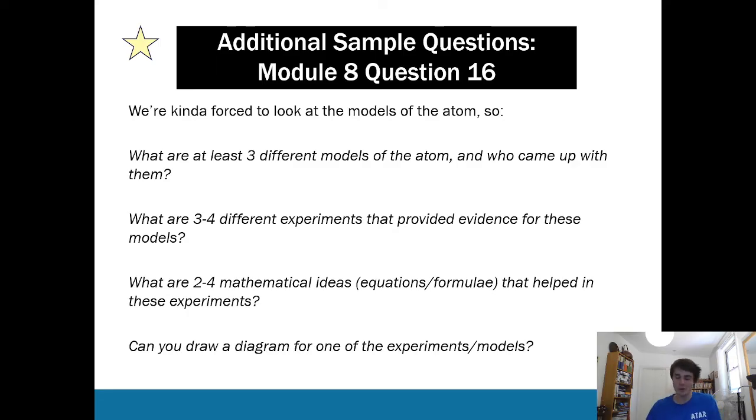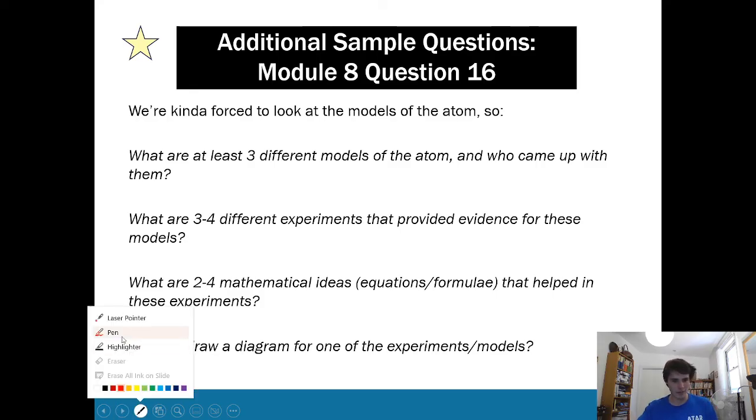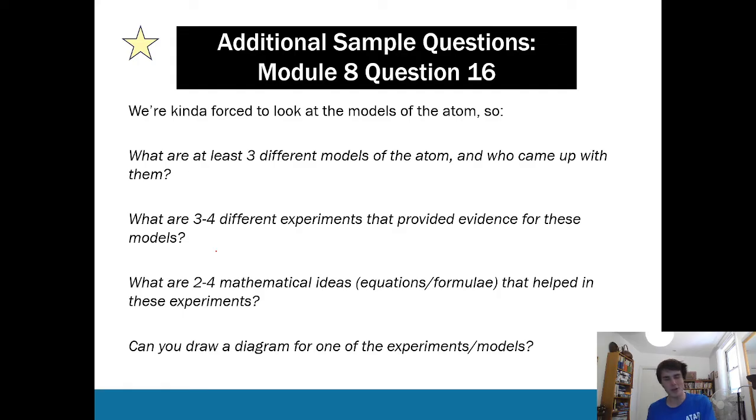So for example, one way of answering this question would be, okay, what are some of the models of the atom that we could consider? Probably the ones that I would go with would be the Plum-Pudding model of the atom, Rutherford's model of the atom, and Bohr's model of the atom. They're kind of the big three that we look at. And so they're probably the ones that most people would be comfortable with. So we could go with the Plum-Pudding model, the Rutherford model, and the Bohr model of the atom.